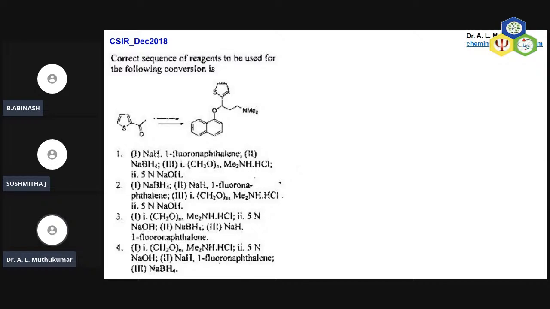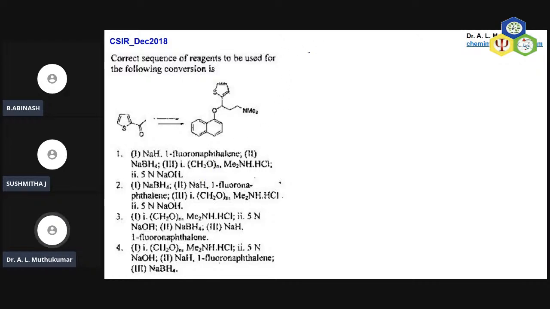Actually, this question was asked in December 2018 CSIR. This is a 4-mark question. The important thing is that the reaction is not taking place in the ring. But since it is a thiophene molecule, it is a heterocyclic compound, so I would like to discuss this question with you all. Fine, so you have taken that. Sorry for the poor clarity. If you check the previous year CSIR question on the official website, they have given this type of clarity only. So please bear with this.